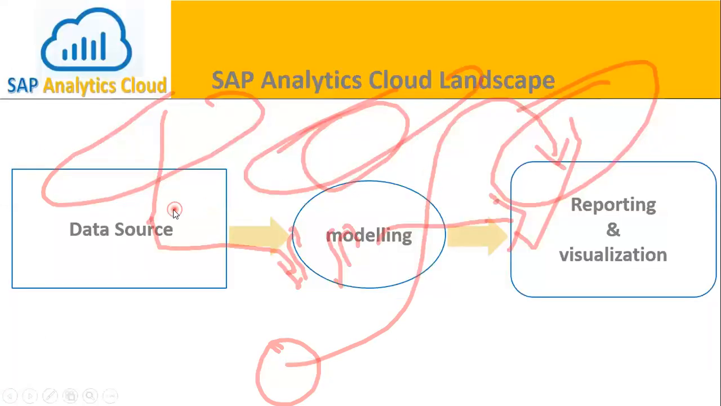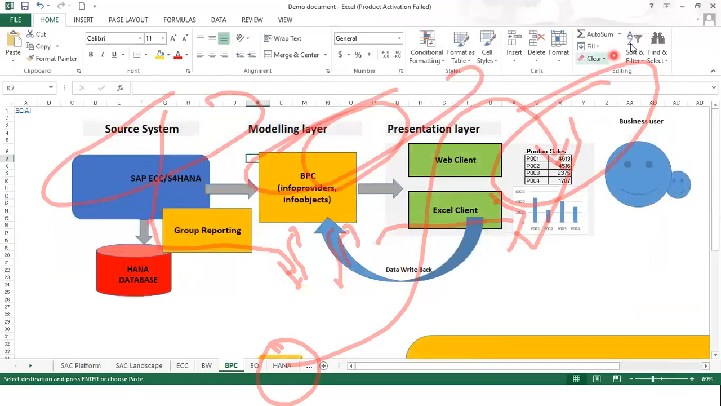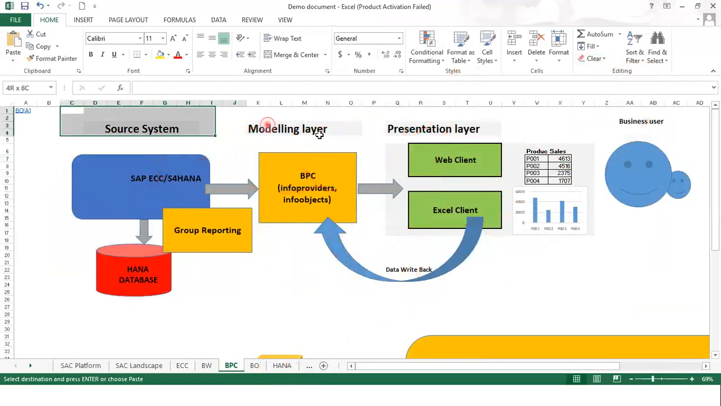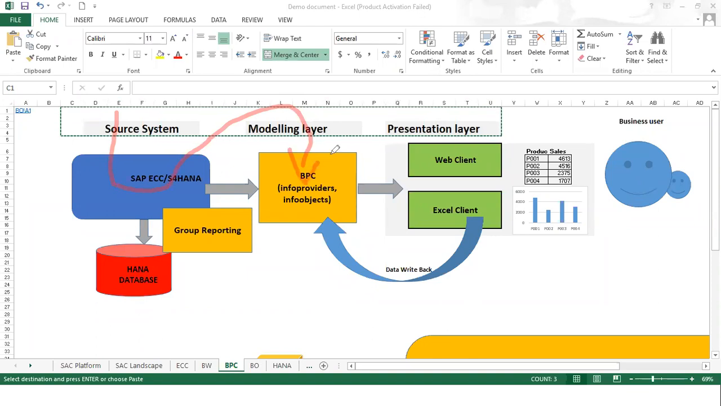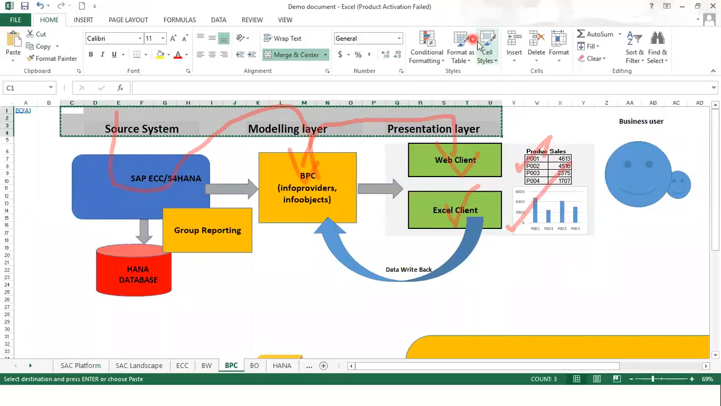Same thing in our SAC: data source, modeling and presentation. Let's see how this happens in BPC. BPC, as usual, again has three different layers. We access data from the source system, which is an ECC system. As part of modeling, we define BPC cubes. From there we present data using the presentation layer, whether it is a web client or Excel client, in the form of charts and graphs. The same thing happens in our SAC also: data source, modeling and visualization.